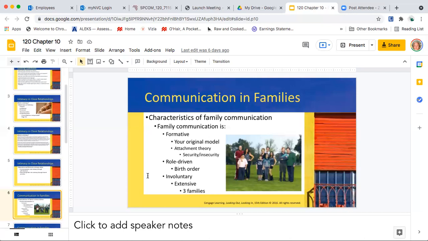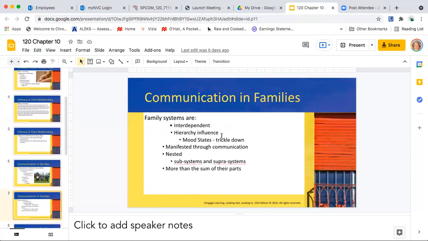Okay, and then the book talks about how that complexity is even more so because in adulthood, one might marry. And so the person, let's say the wife in the relationship has her family, right, that she grew up with, and then the husband has his family, and then the married couple are creating another family. So it's really three families. So it's very, very complex. And that's what this means: involuntary, extensive, and three families.